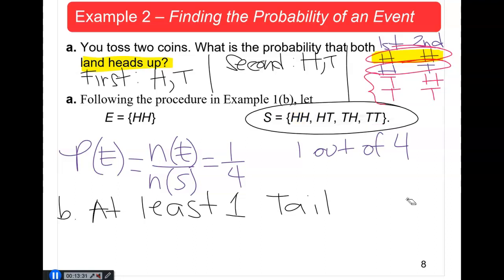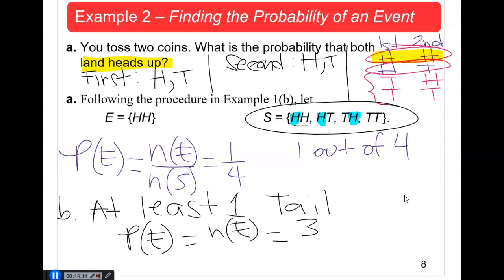I'm going to highlight every single event that has at least 1 tail. So here we have 1, and you might think, well, we have 2, but the word is at least. That means that we could have 1 or more than 1. And of course, here with 2 coins, the maximum will be 2. So this one will still count. Then we have heads on the first, tails on the second, and then we finally have tails on the first, heads on the second. So we have 3 of those events.